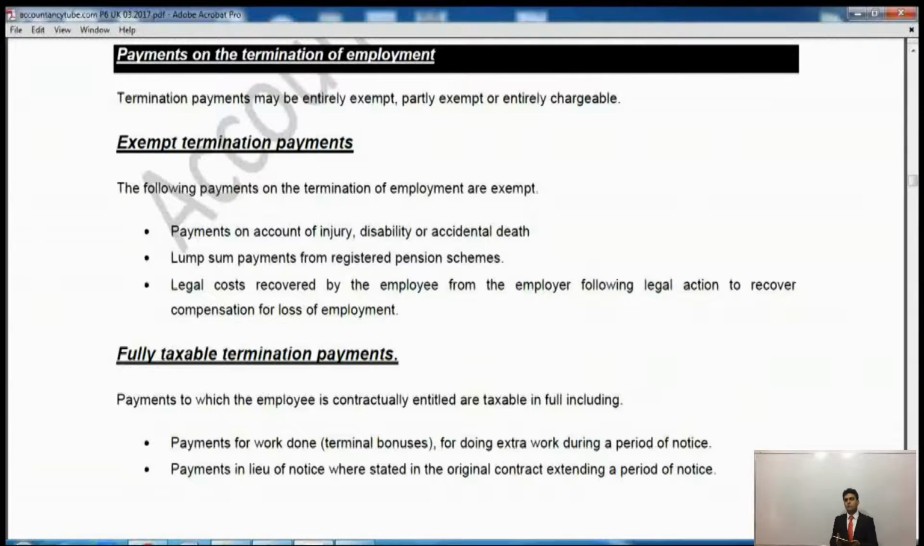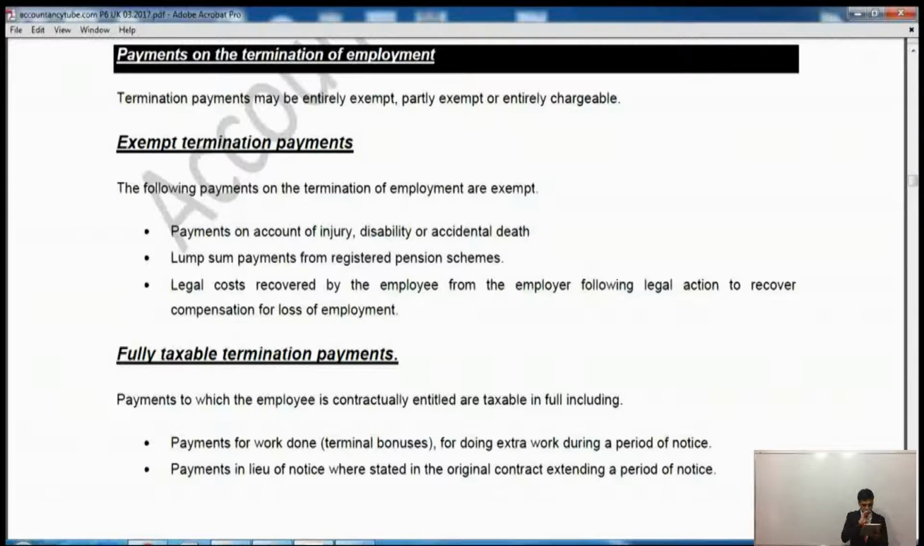I'm sorry for that. Then the employee thought, why shouldn't I go to court? The employee goes to the court, and the judge gives the case in favor of the employee. Now the employer has to pay some compensation to the employee. That compensation will not be taxable. That will be exempt as well.